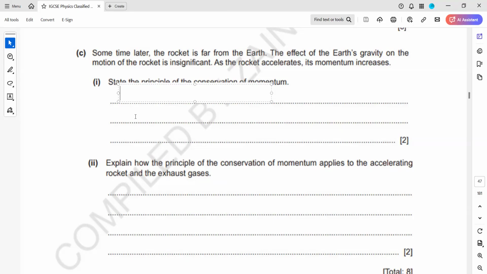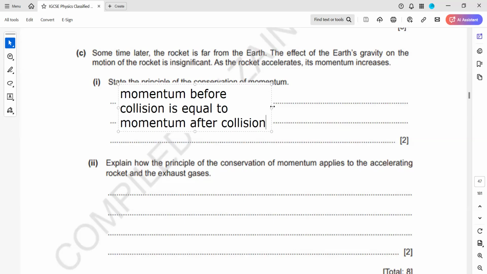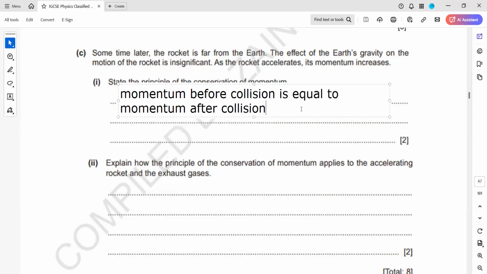So momentum before is equal to momentum after, but what is missing here in the isolated system? Isolated system means the system which is not influenced by any resistive forces.